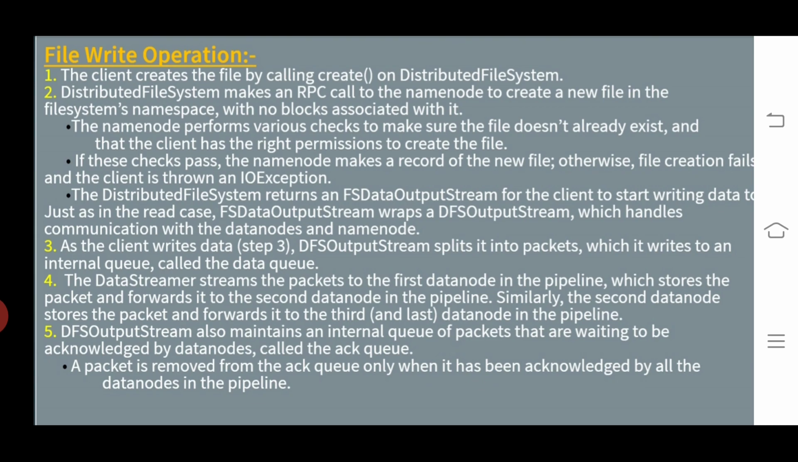And finally in step 5, the distributed file system output stream also maintains an internal queue of packets that are waiting to be acknowledged by the data nodes. It is called the acknowledgement queue. A queue works in first in, first out fashion. A packet is removed from the acknowledgement queue only when it has been acknowledged by all the data nodes in the pipeline.